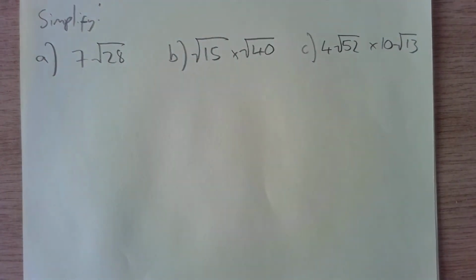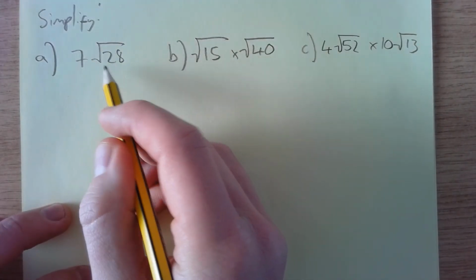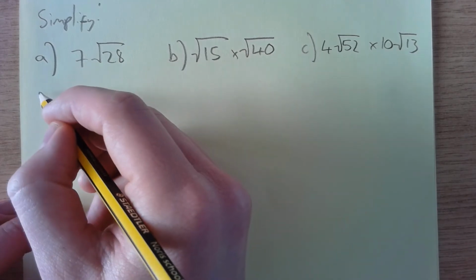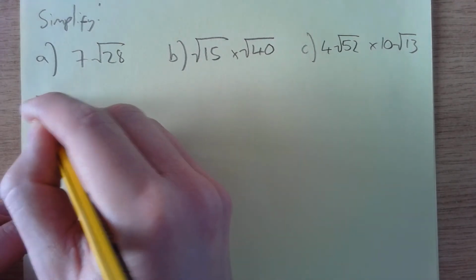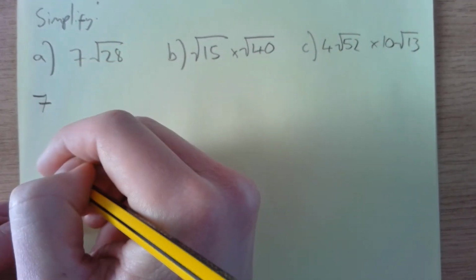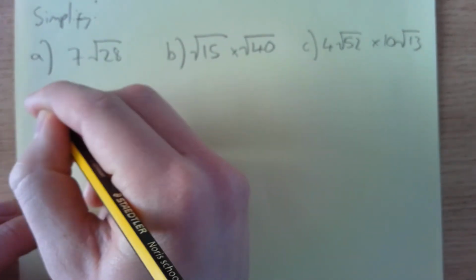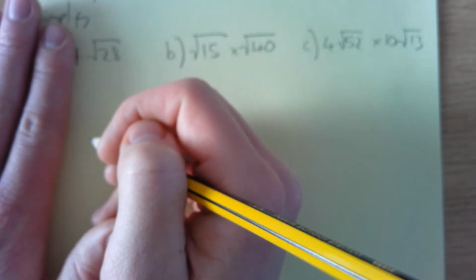So really, the main thing I'm going to do for this is just park the 7 to one side and focus on the root 28. Okay, so I'm going to look at the root 28, try and think of a square number that's a factor of 28. Oh, 4, that's a square number and it's a factor of 28. Now I can't just completely abandon the 7. I'm still going to write my 7, because this just means 7 times root 28. So it's 7 times, and now I've put that 7 times there, I can just forget about it for the time being and concentrate on the root 28.